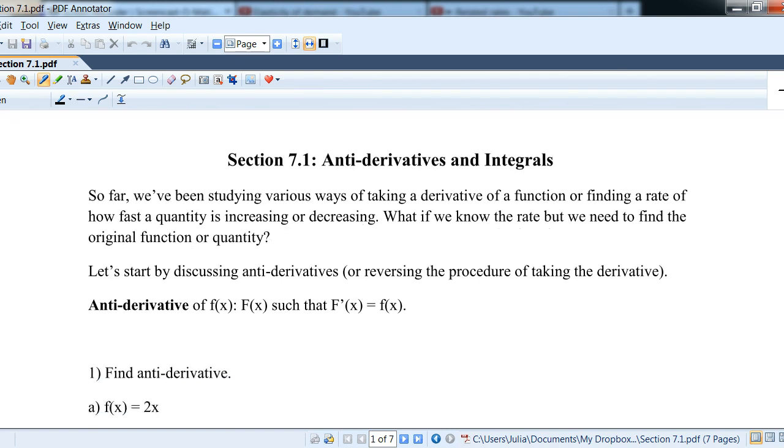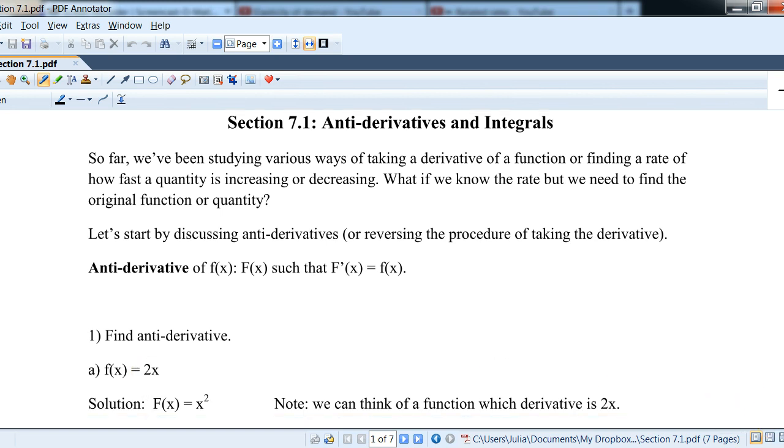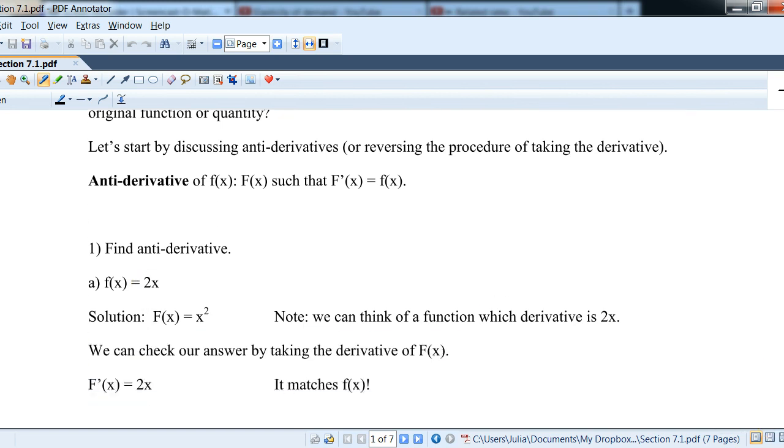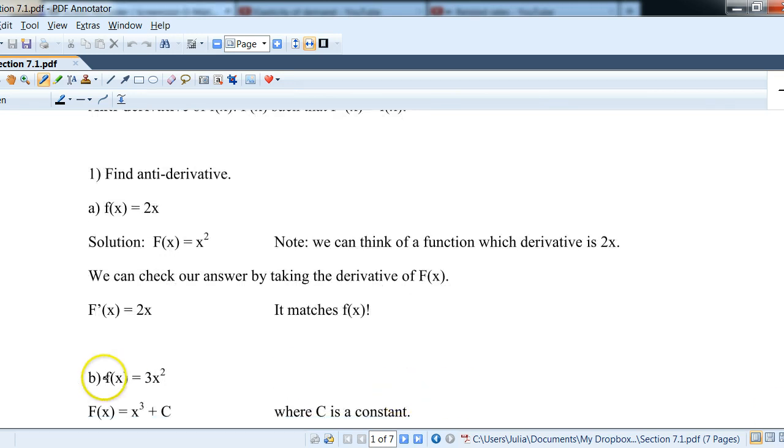So first let us practice finding some antiderivatives. For example, if you take 2x, try to think about which function would give you 2x as its derivative. Well, it's simple enough. It's x squared. If you differentiate it, you'll get the 2x back. And you can always check this. 3x squared will give us x cubed, of course.